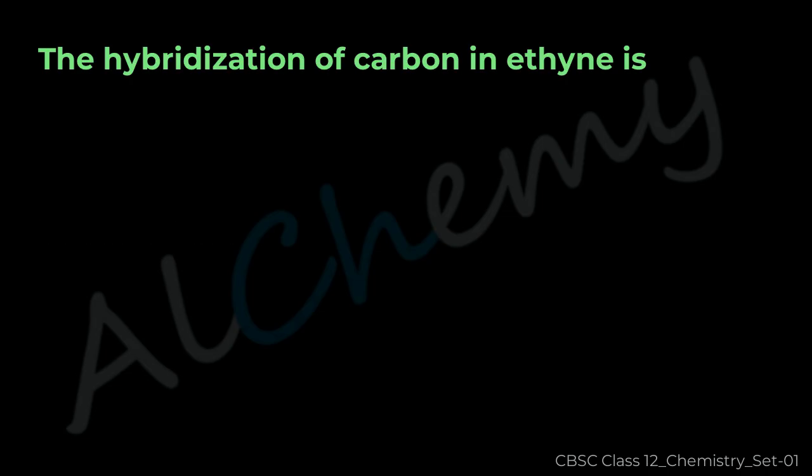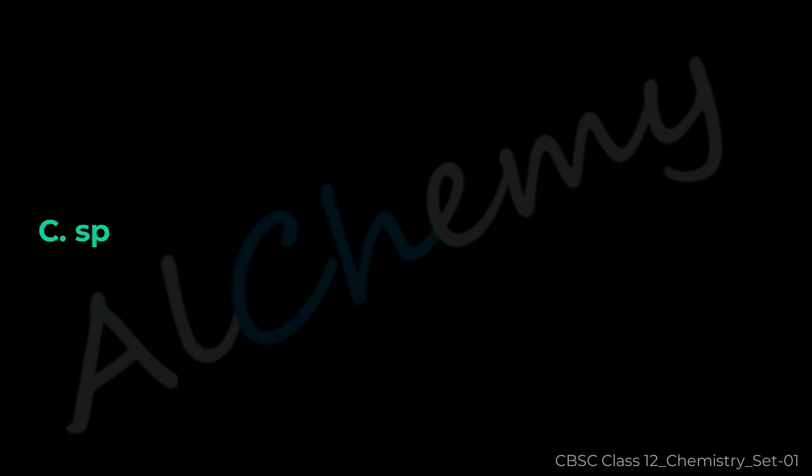Octahedral. Question 7. The hybridization of carbon in ethine is A. sp3, B. sp2, C. sp, D. dsp2. The correct answer is C.